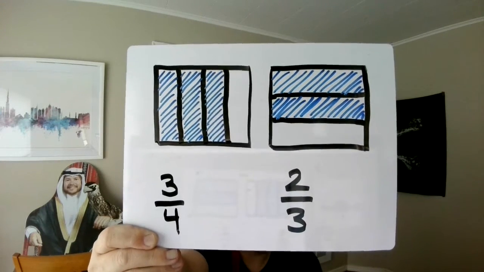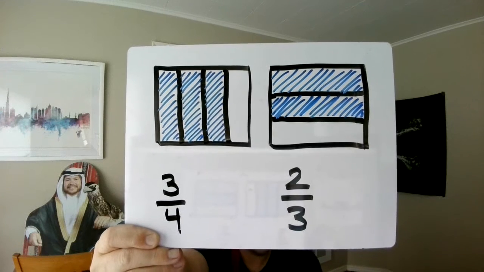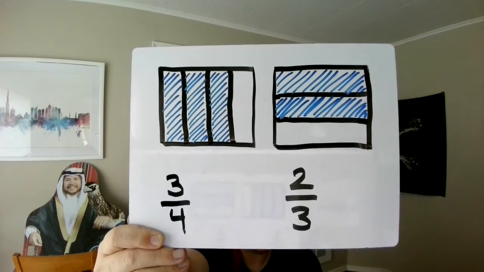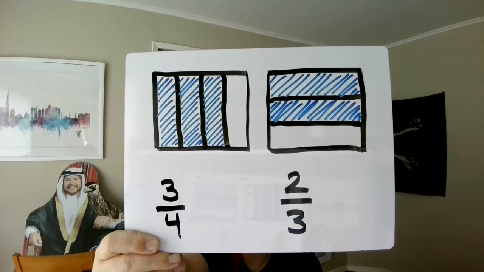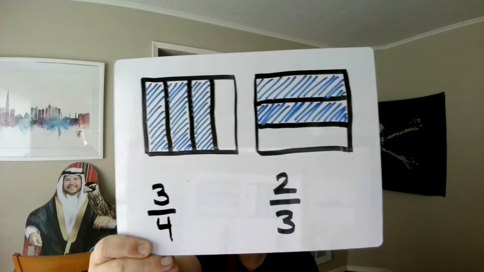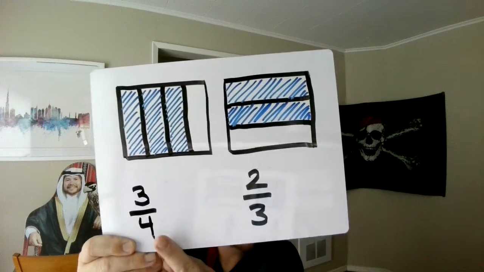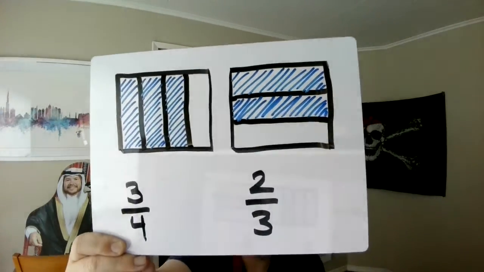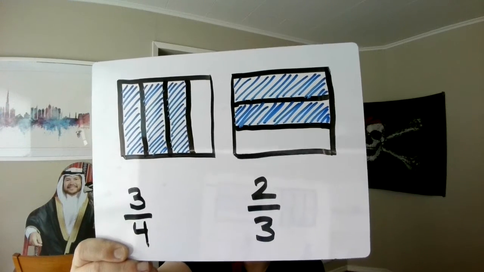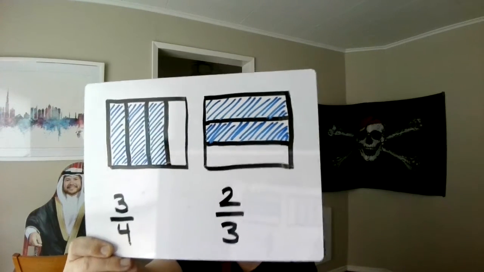So if I want to compare 3/4 and 2/3, one way to do that is to turn them into equal size pieces. Now, the way you do that with fractions is you get a common denominator. So what we want to do is look for the least common multiple between 4 and 3. So what is the least common multiple between 3 and 4? And that is 12. So I'm going to turn them both into 12s.